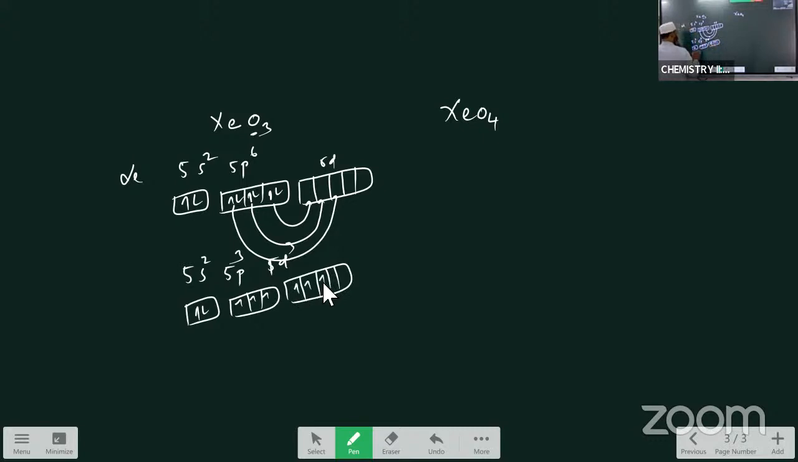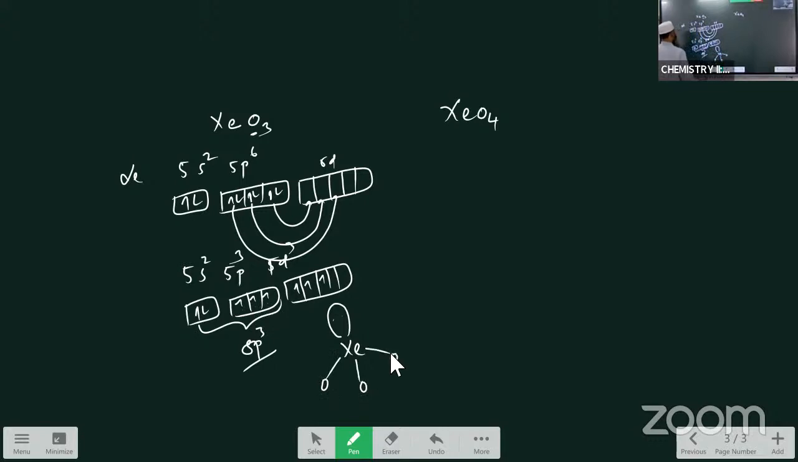Now then it undergoes, you have to remember this, in this xenon undergoes sp3 hybridization. As a result of that, 4 hybrid orbitals are formed on the xenon. Now then one lone pair is present. Remaining 3 overlap with the oxygen atoms and form 3 sigma bonds.